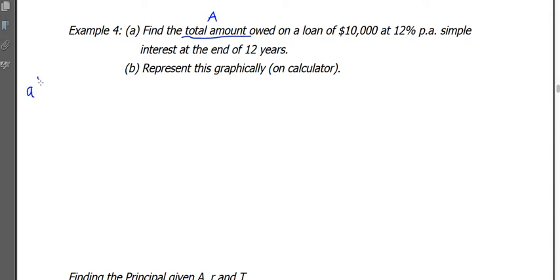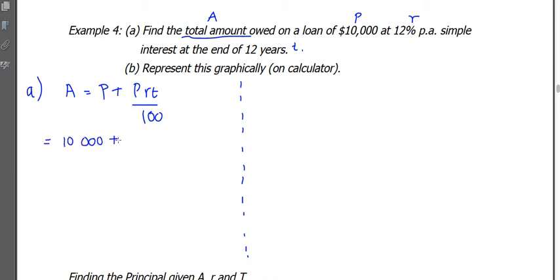Okay, so A I'll do over here, and I'll leave a little bit of space for B. Finding the total amount, we can use this formula. Oops, that should be P. So we've got principal here, we've got the rate, and we've got the time over here. We've got P, R, and T. Therefore, this is 10,000 plus 10,000 times by the rate, 12%, times by the time, which is 12 years, over 100.